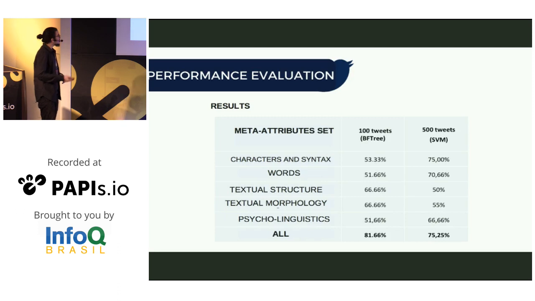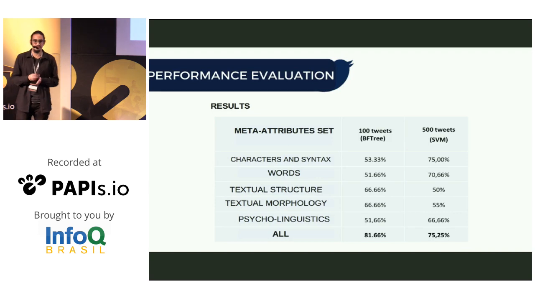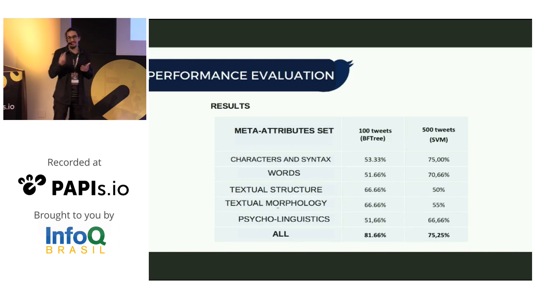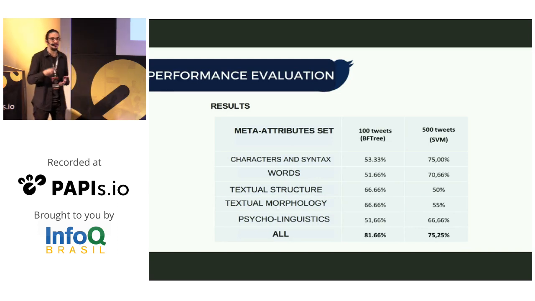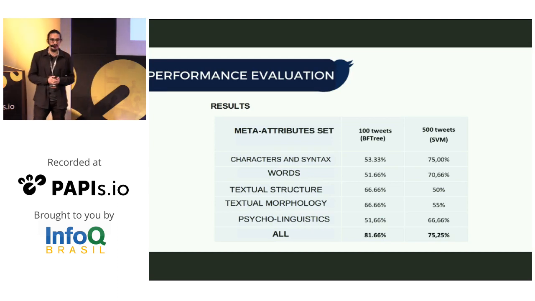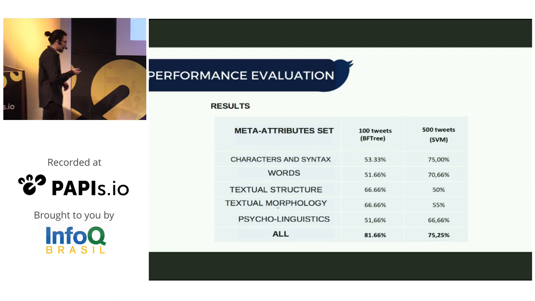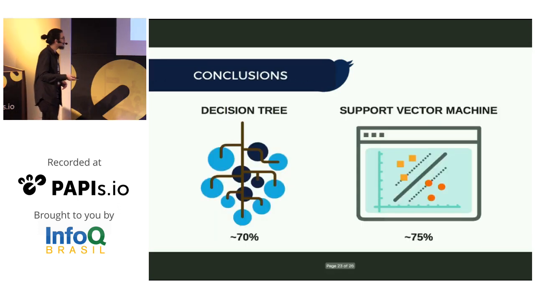And well, we also tried to do it with each meta attribute set separately. For example, we tested only character and syntax meta attributes, only psychological cues meta attributes, only textual morphology attributes. And then we saw that they don't usually work very well alone. They go well when they're all used together.